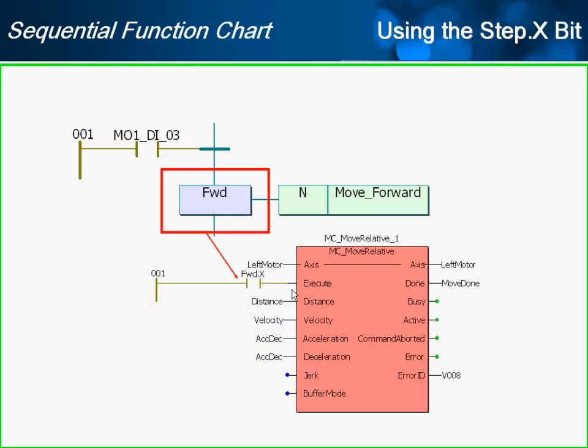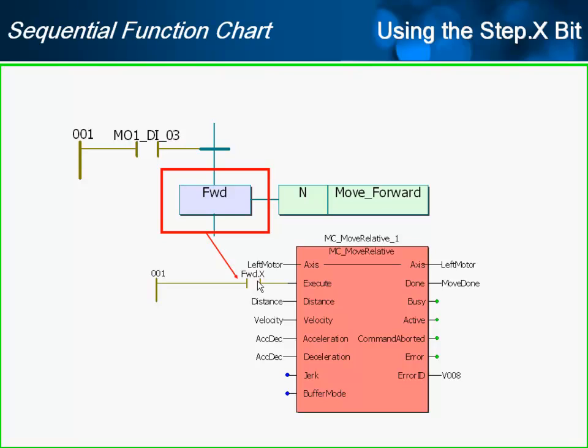What's left here is to execute this block. Notice I have left that blank in my program. And what we're going to do is use what's called the step.x bit. There may be other ways to also execute the block, but this is our recommended method. The step.x bit reflects the status of a given step. So if this forward step is active, if we use the forward.x bit, we will then execute this move relative as soon as that step becomes active.